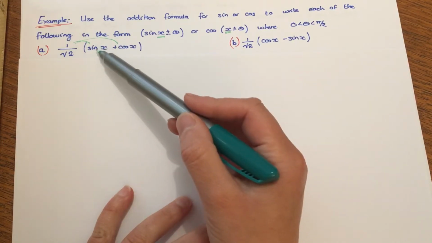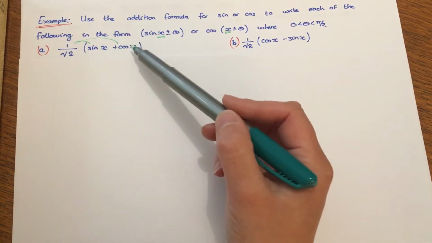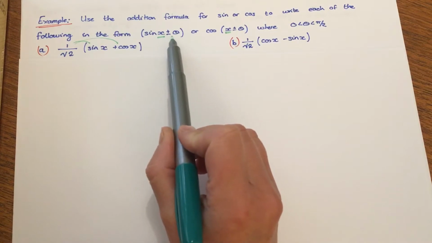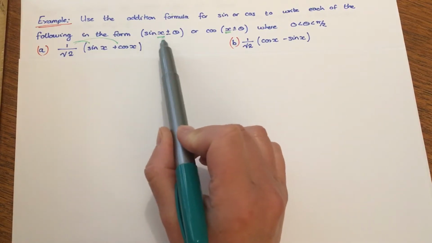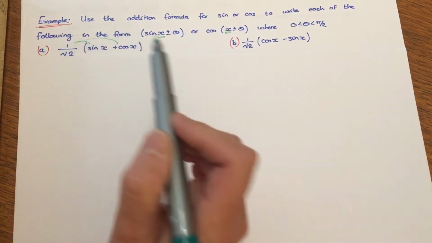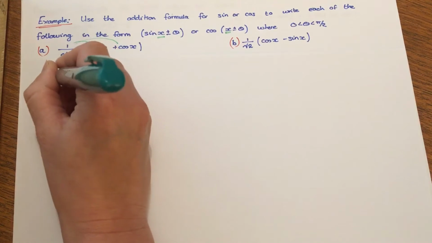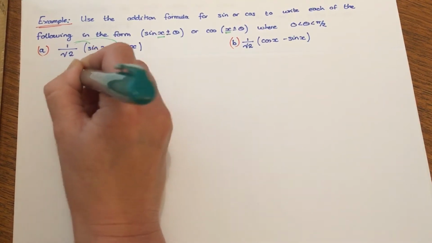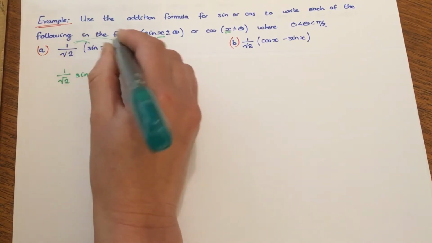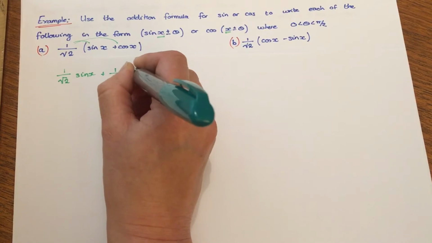You might want to think, oh well, that's sine of a plus b, but it's not, because it's sine of x plus cos of x, not sine of a plus b like we would see it up here. So please, you can't use an addition formula for it in this form. So the first thing we can do here is to multiply these out. So 1 over root 2 times sine x is 1 over root 2 sine x, plus 1 over root 2 times cos x is 1 over root 2 cos x.